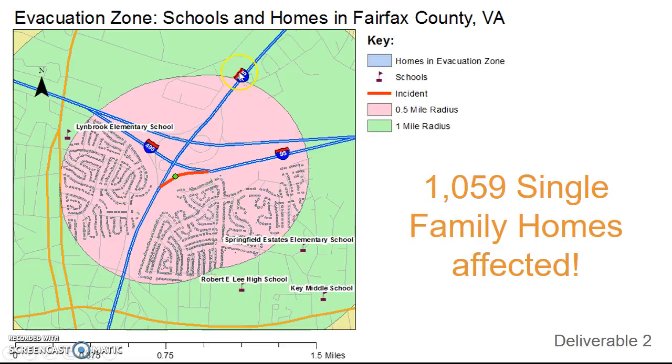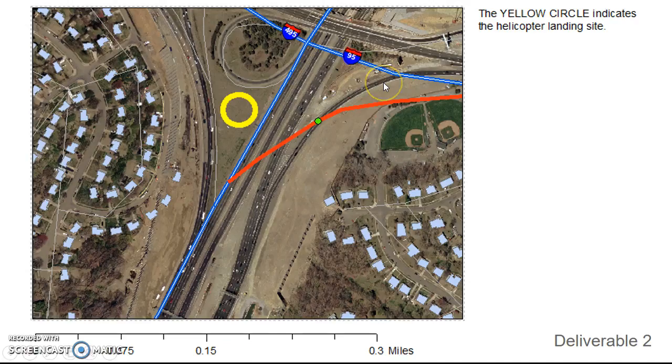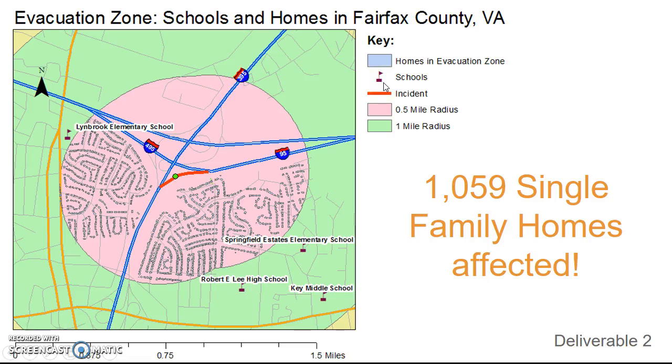So this is a half-mile radius, and I can't really see behind this, but I'll show you in a later slide, is the mile radius. And Lindbergh Elementary, Robert E. Lee Elementary, Springfield Estates Elementary School, and Key Middle School are all schools within the mile radius from the incident, but they are not in the evacuation zone. So I'm determining the half-mile radius as the evacuation zone and the mile radius as a danger zone.